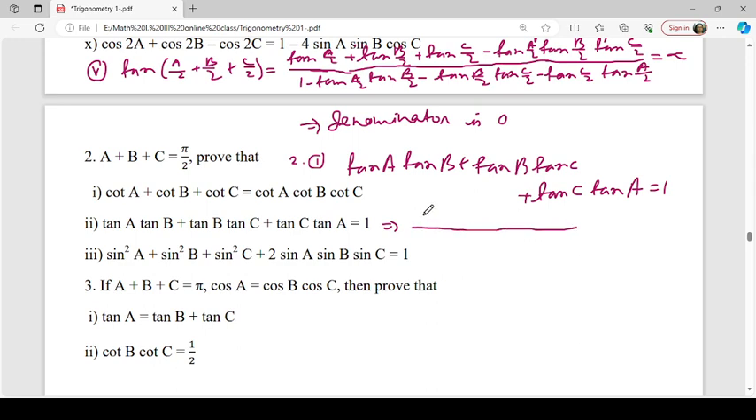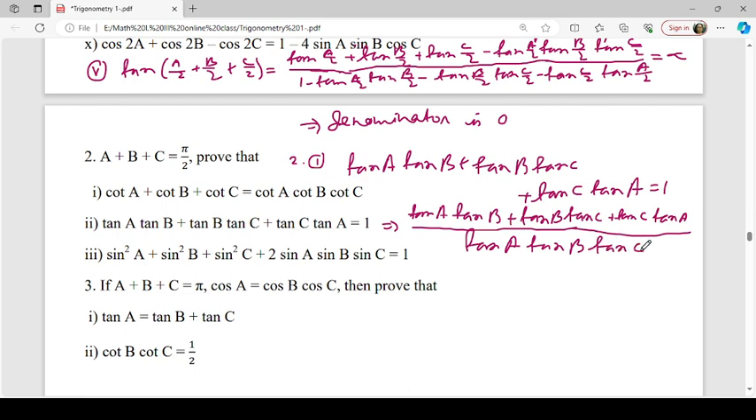So this implies tan A tan B plus, left hand side, tan B tan C plus tan C tan A. This is left hand side. We are dividing by tan A tan B tan C, and at the same time we have to divide the right hand side also. So right hand side is 1 divided by tan A tan B tan C.